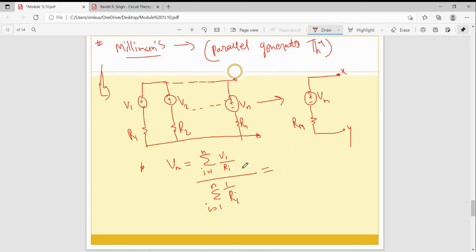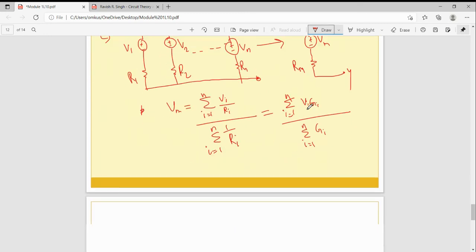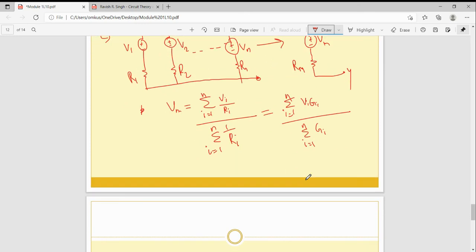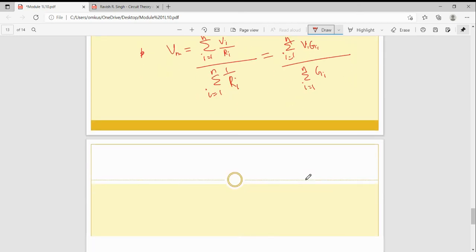When you further solve it, 1 by Ri is nothing but your conductance, right? So it is the sum for i equal to 1 to n of Vi into Gi, divided by the sum for i equal to 1 to n of Gi. I hope this formula is clear to you. This is a simple formula. Some problems are given in this format, and you need to find this parameter. You can easily replace all of that into a single network.